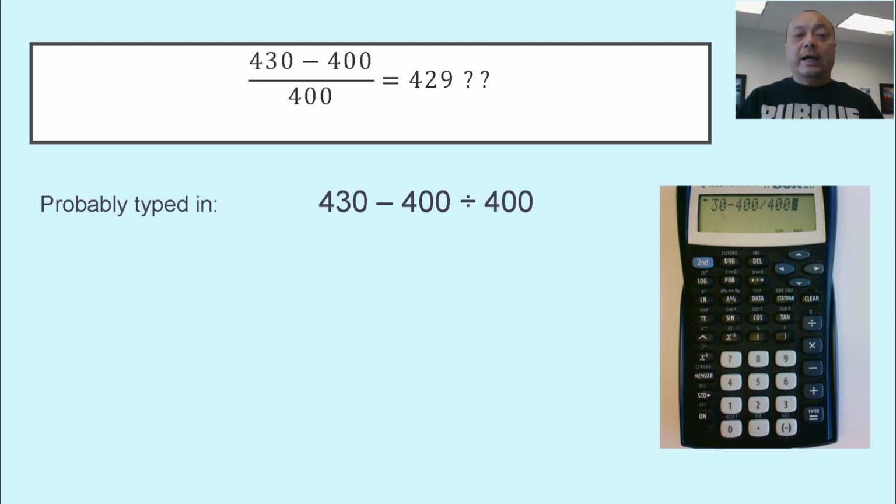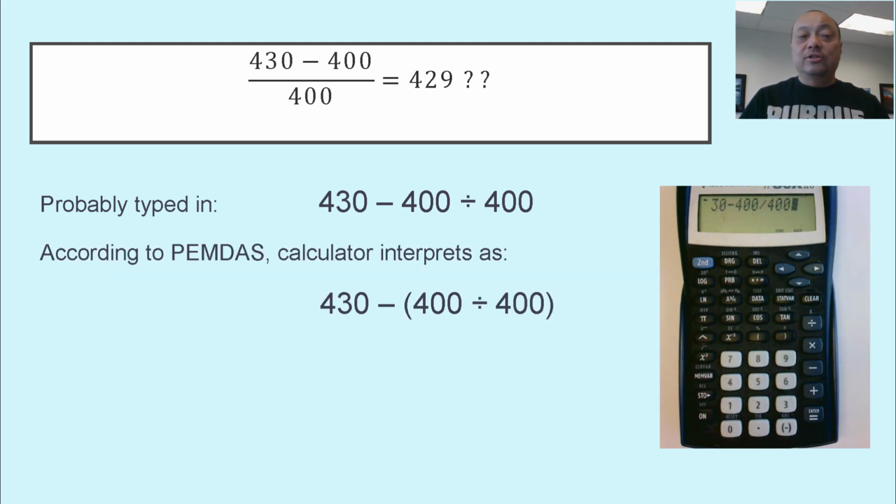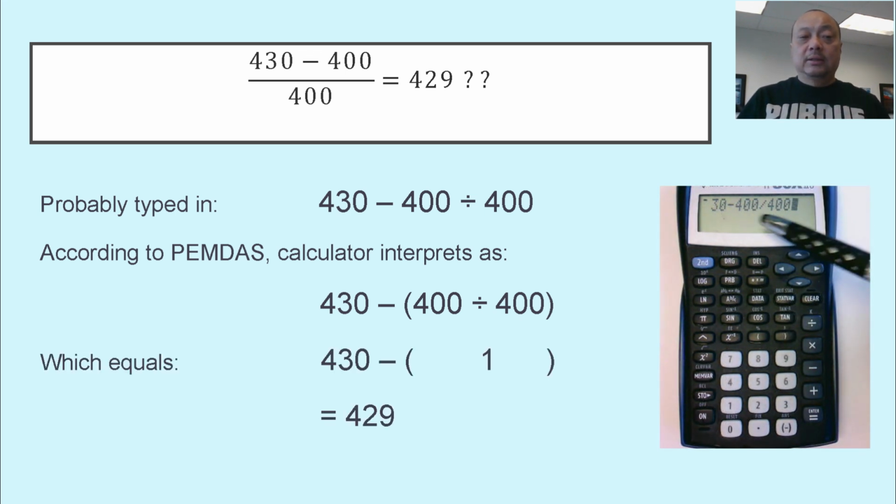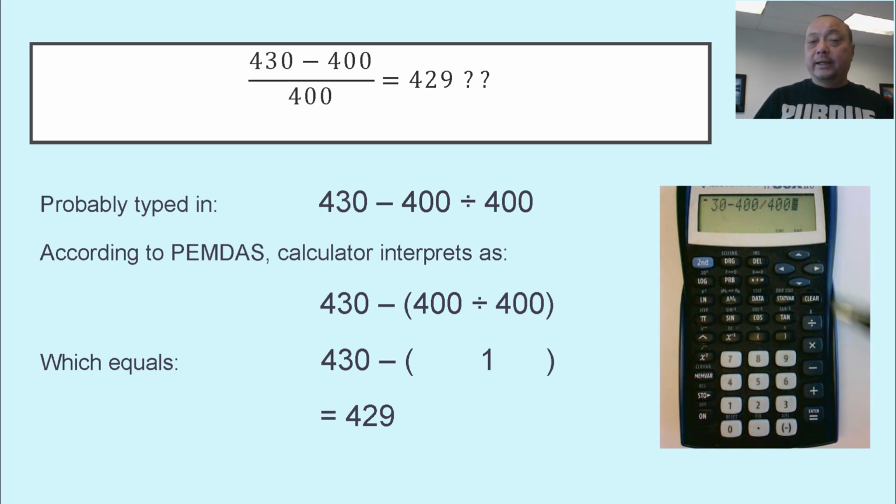What PEMDAS says is to do multiplication and division before doing addition and subtraction. Under PEMDAS, your calculator would interpret this as doing the 400 divided by 400 first before taking 430 minus. The brain inside the calculator would compute like this, which equals 430 minus 1 equals 429. Not what you meant.